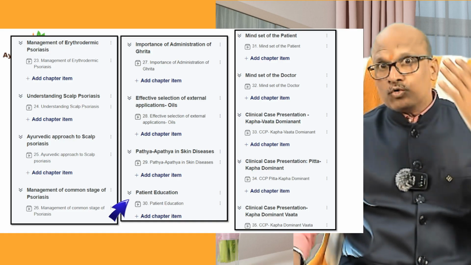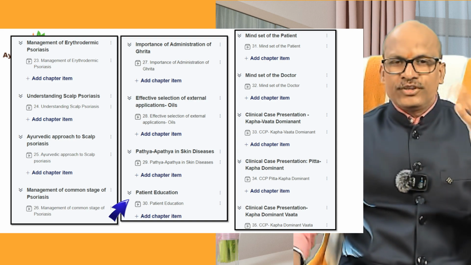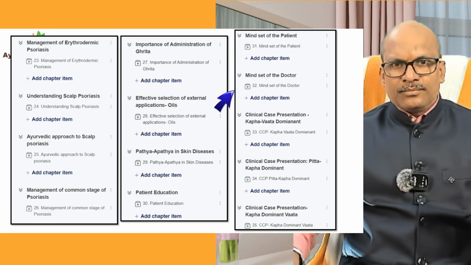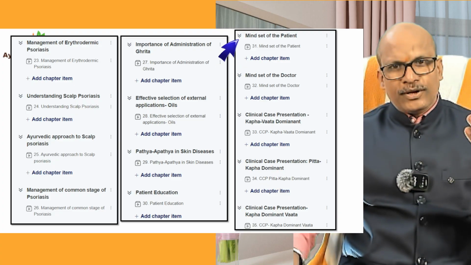Patient education, most important, most important. What type of patient education should be there? What should be the doctor's mindset? Mindset of the doctor, what will be the mindset of the patient?